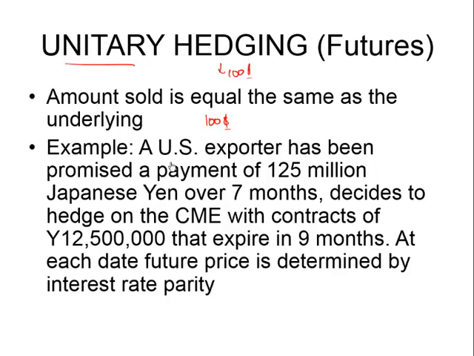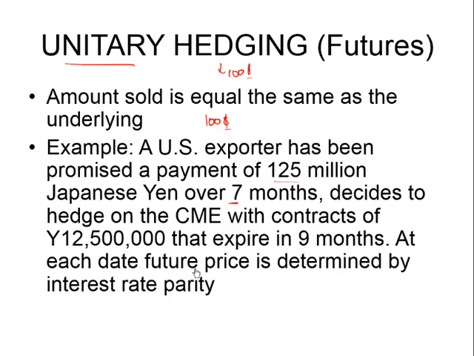For example, a US exporter has been promised a payment of 125 million Japanese yen over 7 months. He decides to hedge on the Chicago Mercantile Exchange with contracts of 12.5 million yen that expire in 9 months. So he will short 10 such contracts so as to hedge his payment of 125 million yen.